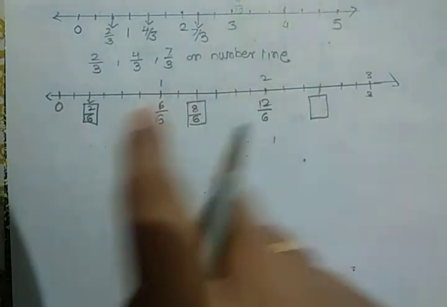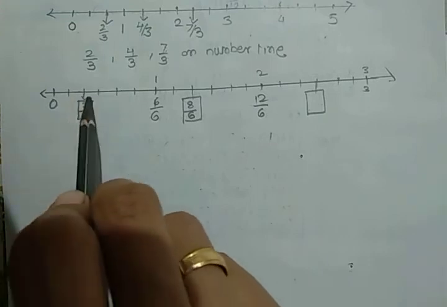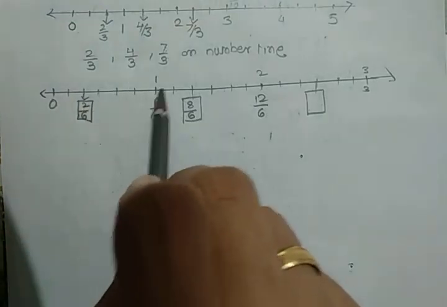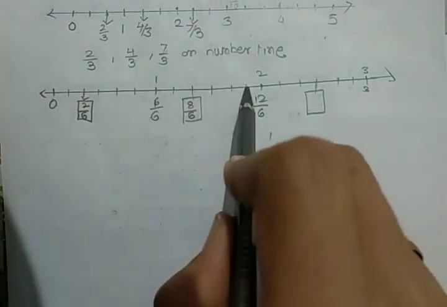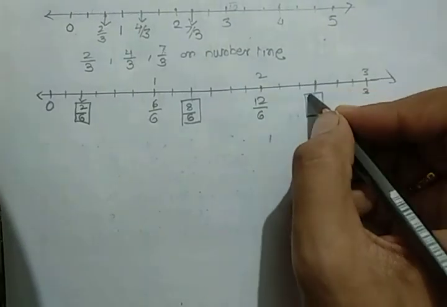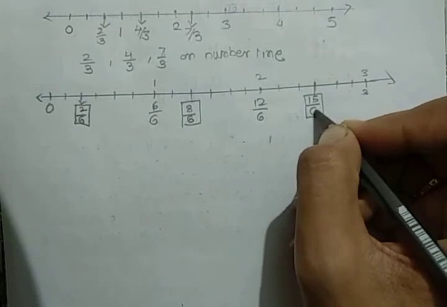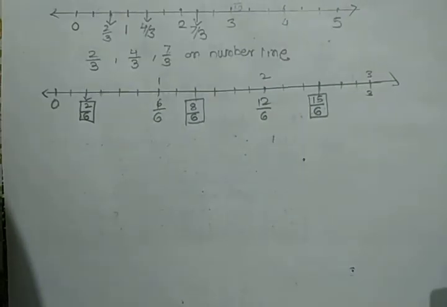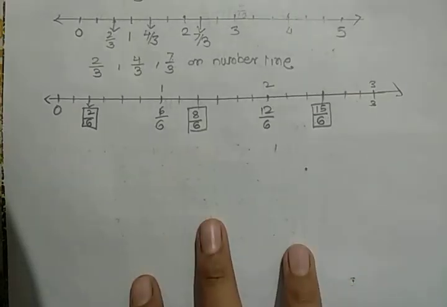Now count this box from the 0. 1, 2, 3, 4, 5, 6, 7, 8, 9, 10, 11, 12, 13, 14 and 15. So this number is denoted 15 upon 6. Okay, write down.